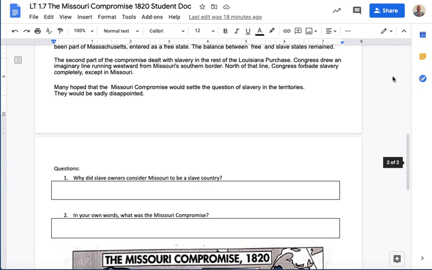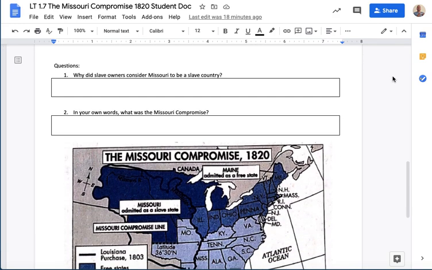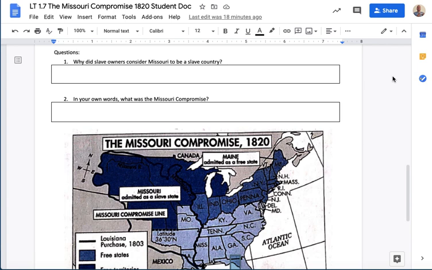Now that I have read the document, let's go ahead and take a look at the questions. Question number 1. Why did slave owners consider Missouri to be slave country? Question number 2. In your own words, what was the Missouri Compromise?